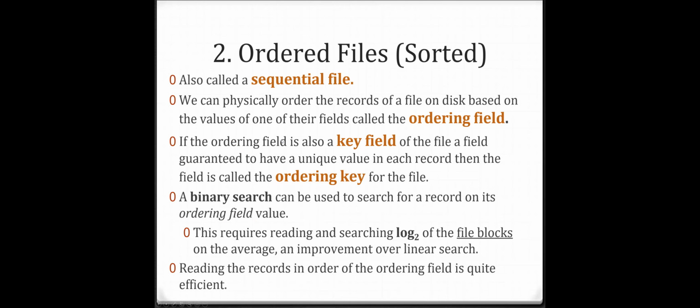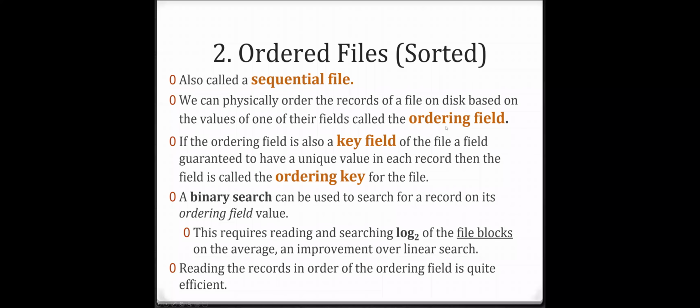On the other hand, ordered files, from the name, save and store records in order, or sequentially. So they are called sequential files. We can physically order the records of a file on a disk based on the values of one of the fields, called the ordering field.